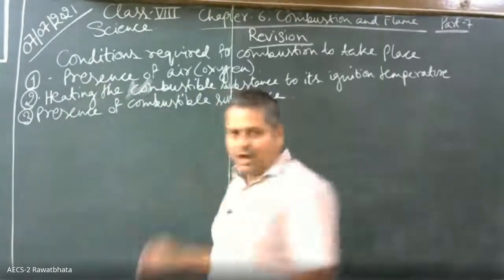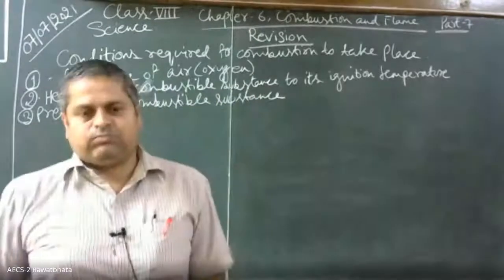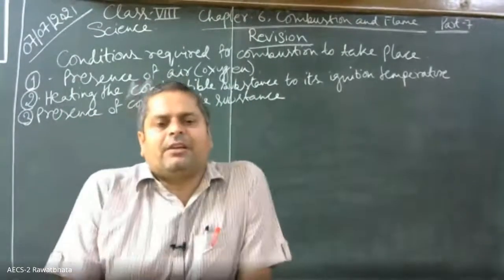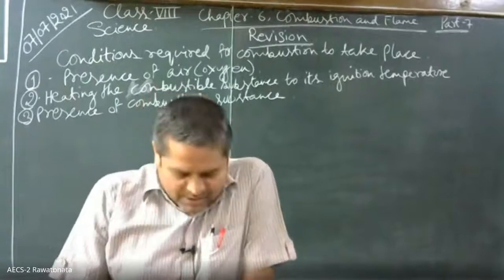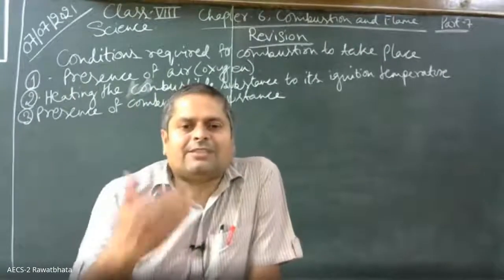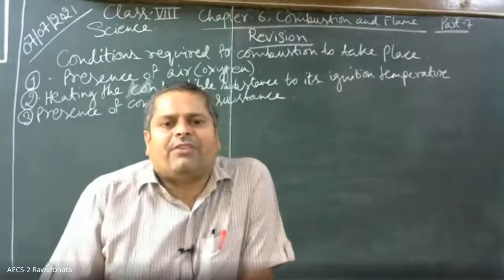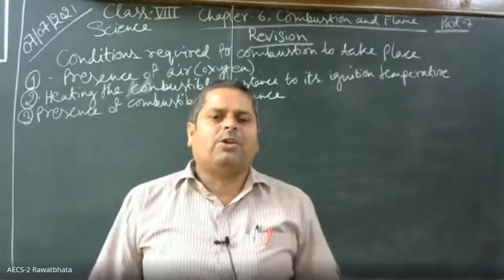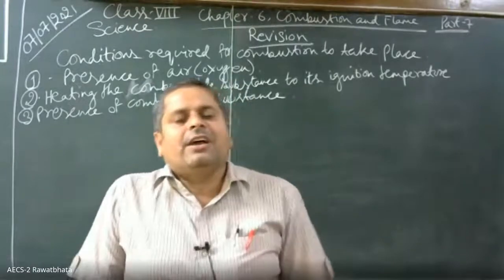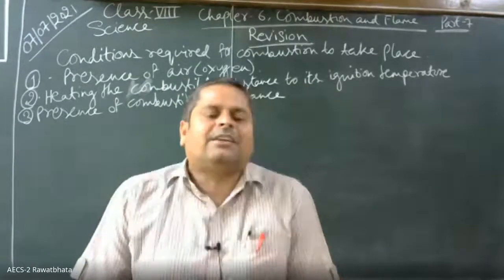Okay. Now, after knowing the conditions for combustion to take place, let us categorize combustion on the basis of availability of oxygen. There are two types of combustion on the basis of availability of oxygen. First is complete combustion and the second is incomplete combustion.